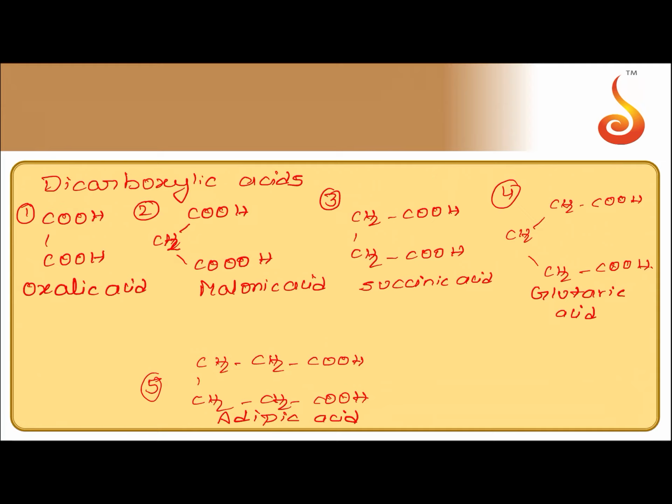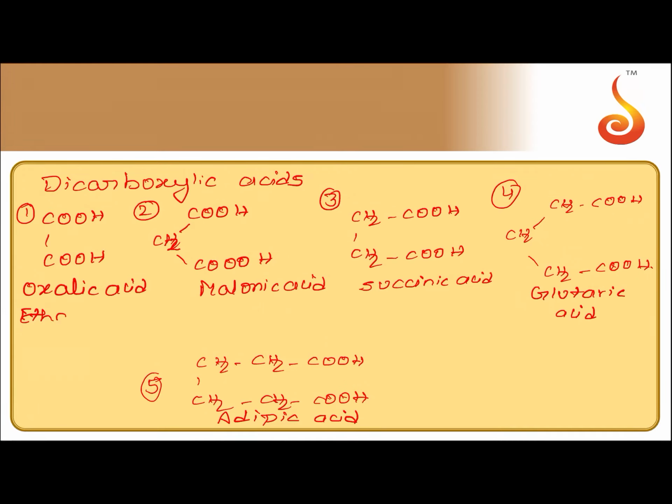So, most of the aliphatic dicarboxylic acids are known by their common names. If only two COOH groups are there, oxalic acid. In between two COOH groups, if one CH2 is there, malonic acid. If two CH2s are there in between two COOH groups, then it is succinic acid. If there are three CH2 groups between COOH, it is glutaric acid. If there are four CH2 groups, it is adipic acid.